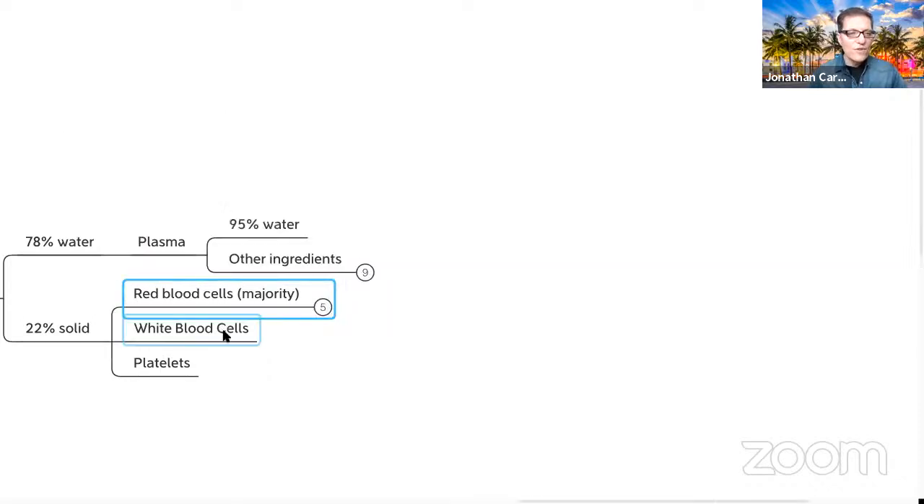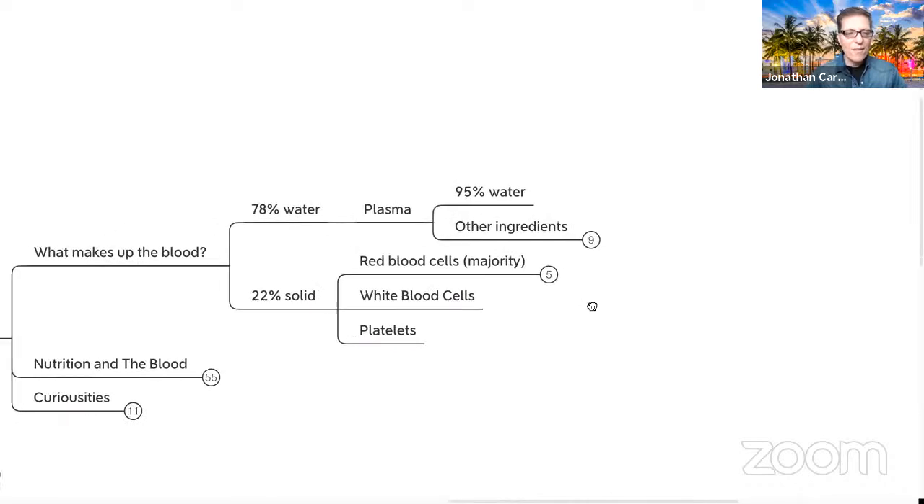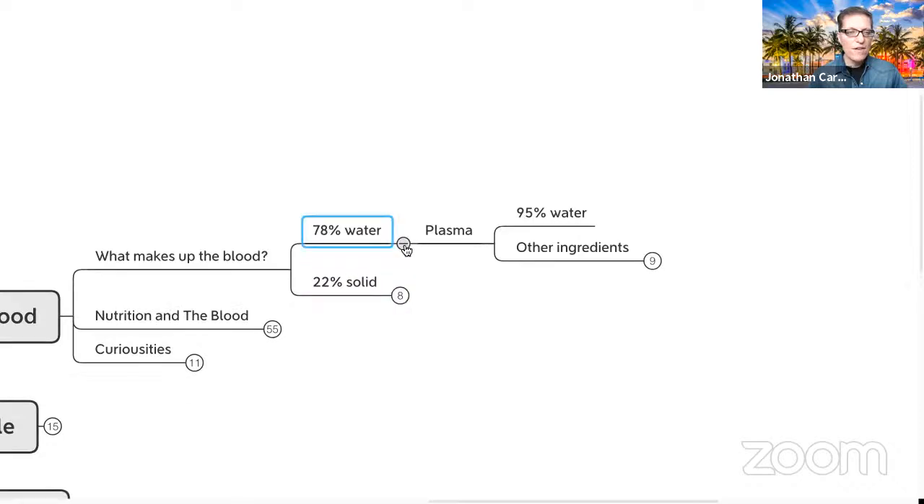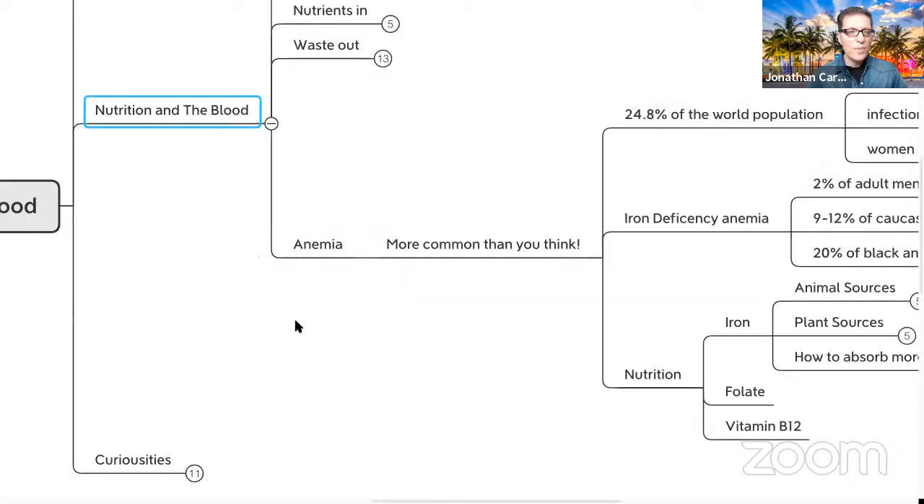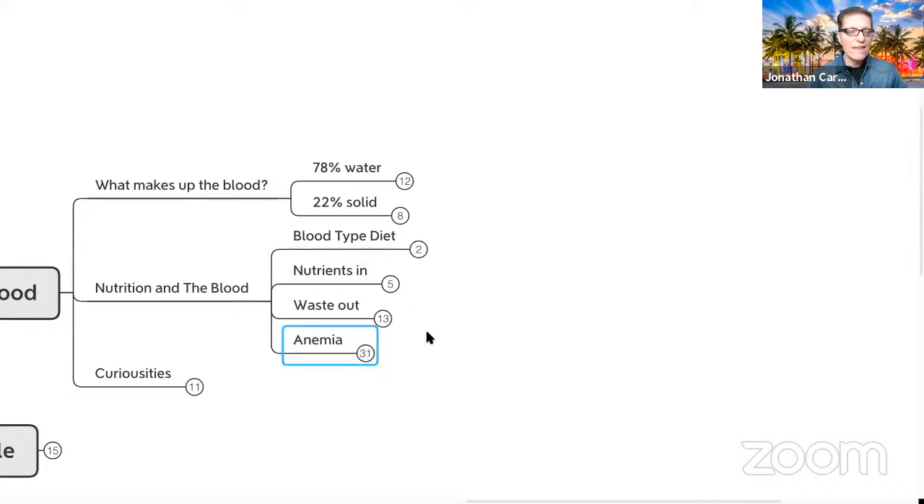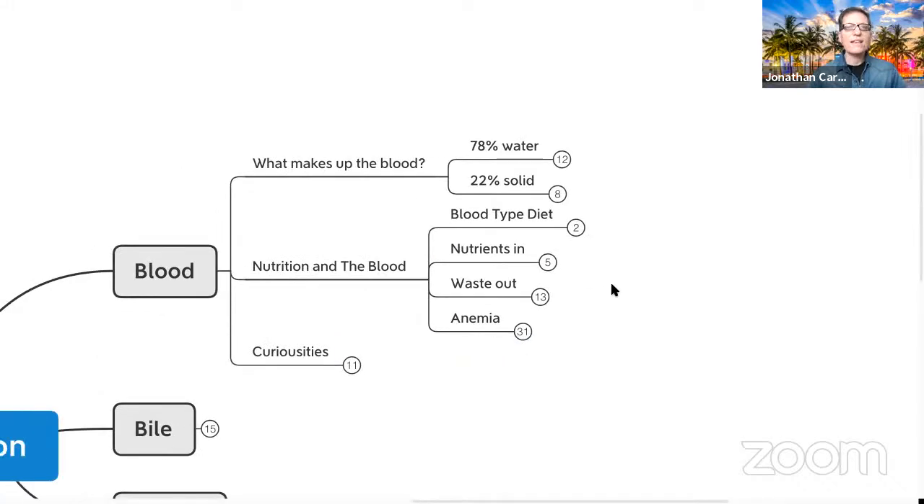White blood cells, of course, we're aware of those. They're part of your immune system. We're not going to go into detail about that. And platelets, which help you clot. And that's certainly important for you to have. So let's talk a little bit about the nutrition and the blood. So now we have a basic understanding, right?